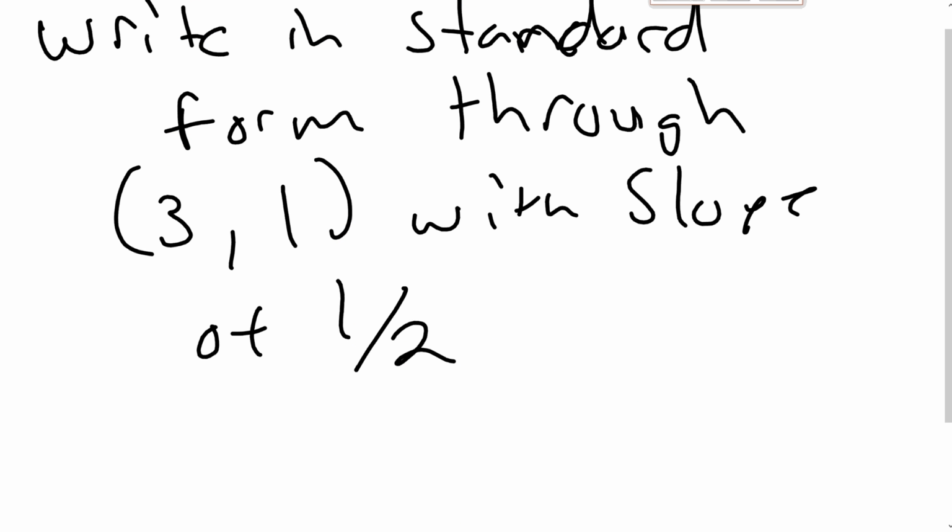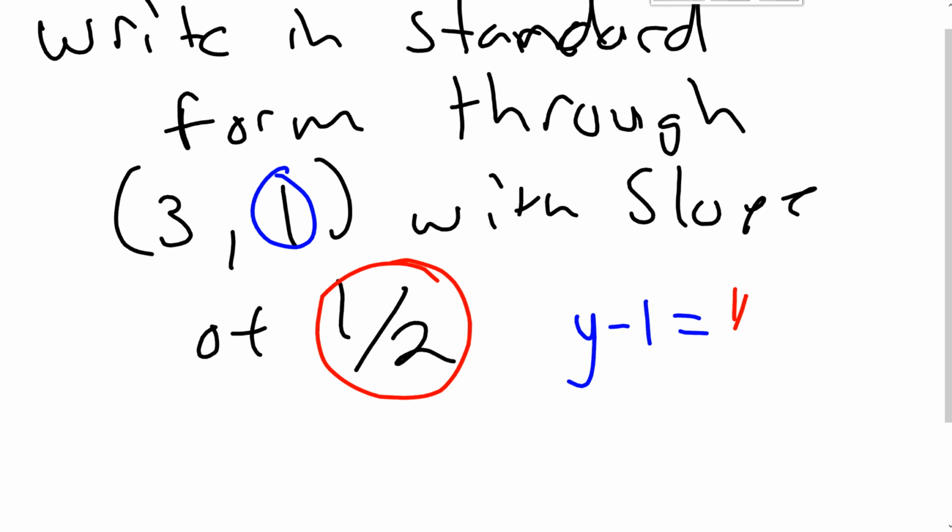Okay, writing in standard form, given a point and a slope. There are two ways you can do it. You can go point slope form. So y minus my y value, which is 1, equals my slope times x minus x1, which is 3, so minus 3. So that's in point slope form. Now I can go ahead and do a few different things.